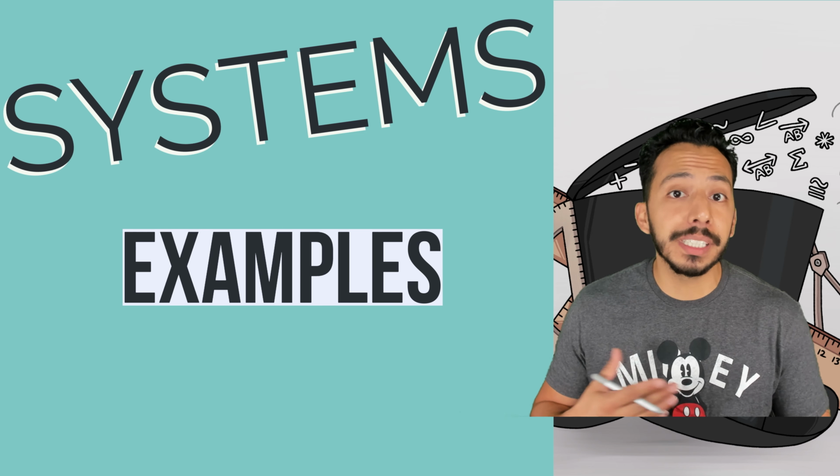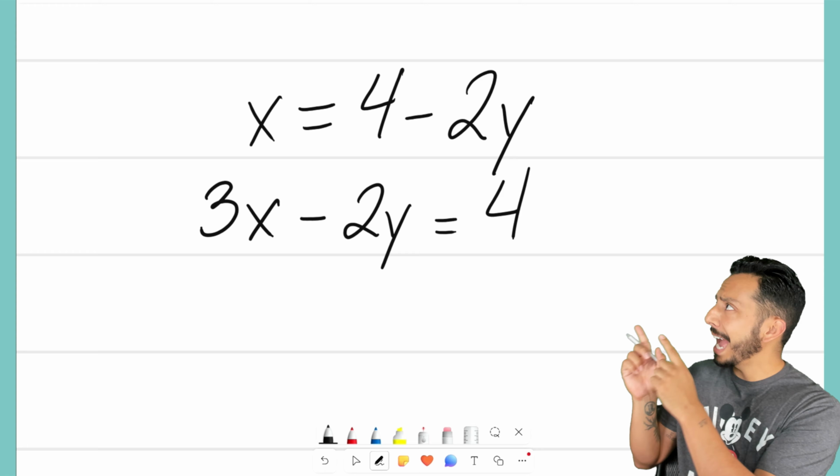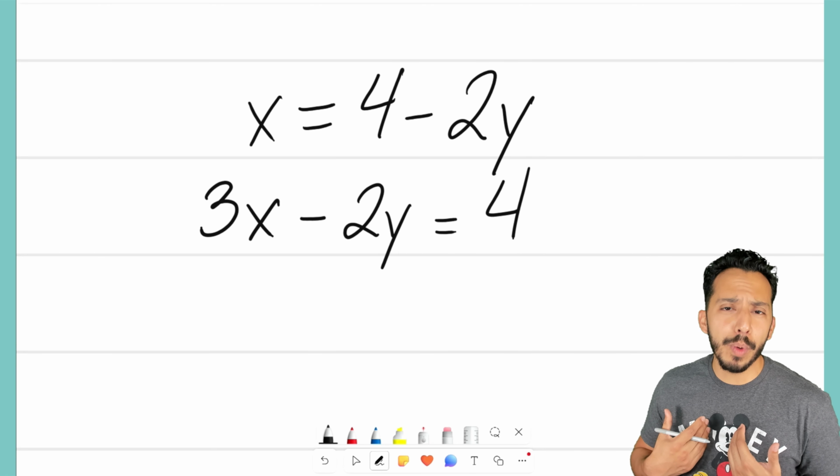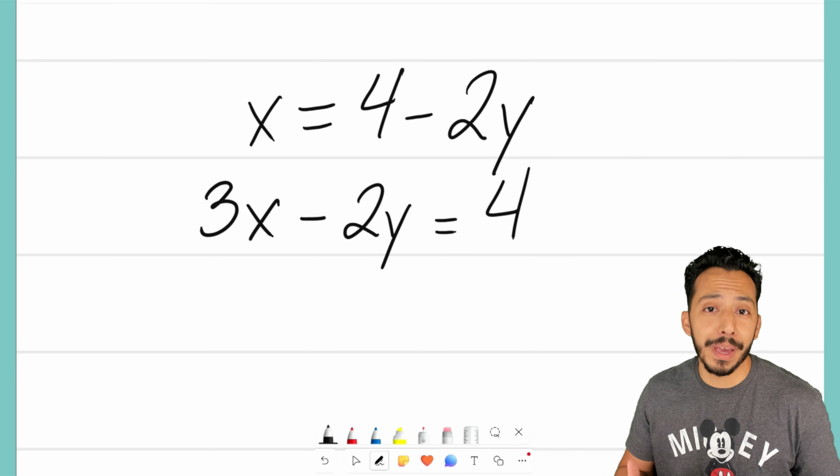So let's go ahead and jump right into this example where I have a system of equations. x equals 4 minus 2y, and then 3x minus 2y equals 4. Remember, we have two lines, and all we're trying to do is find that point of intersection. So, looking at this system of equations, we want to figure out what's the best method to use.